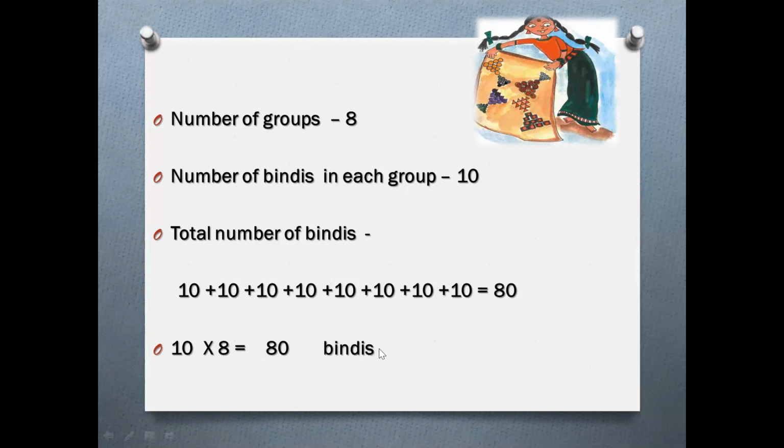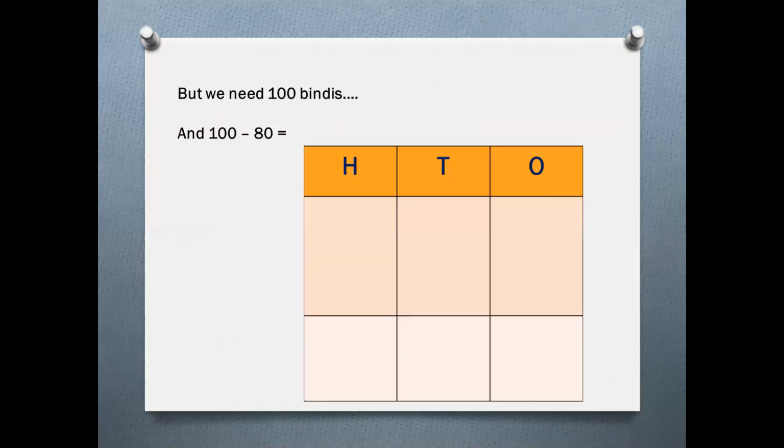But Seema needs a century, that means 100. So, we'll subtract 80 from 100. Now, ones place, tens place, hundreds place. Now, we have 100, 0 tens and 0 ones. And then subtracting 8 tens and 0 ones. That means we are subtracting 80 from 100.